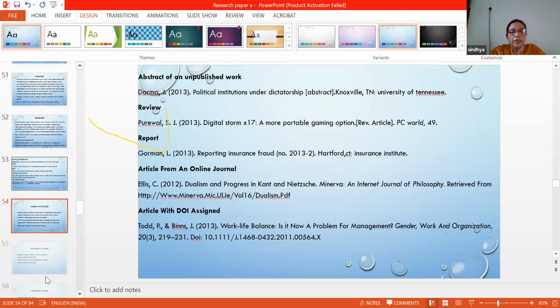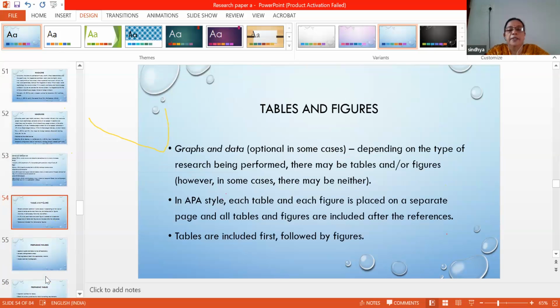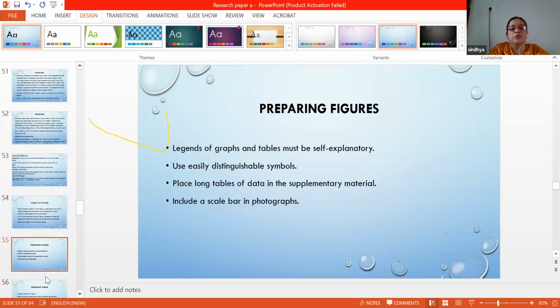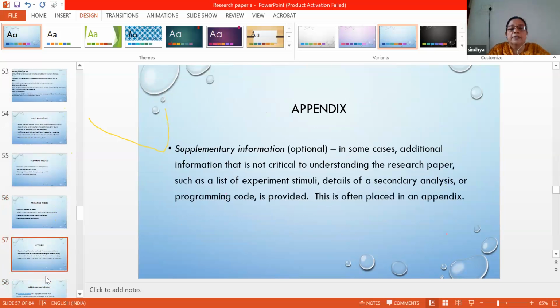That is the criteria according to APA. Then tables and figures: you must include graphs and data depending on the type of research being performed. There may be tables or figures. Every guideline is given in the APA format. You usually follow that format for preparing figures and tables.